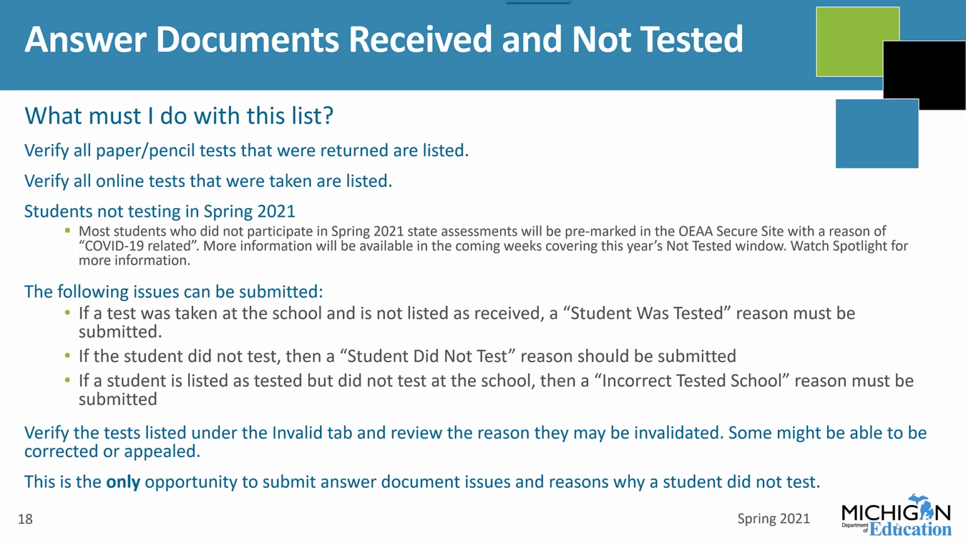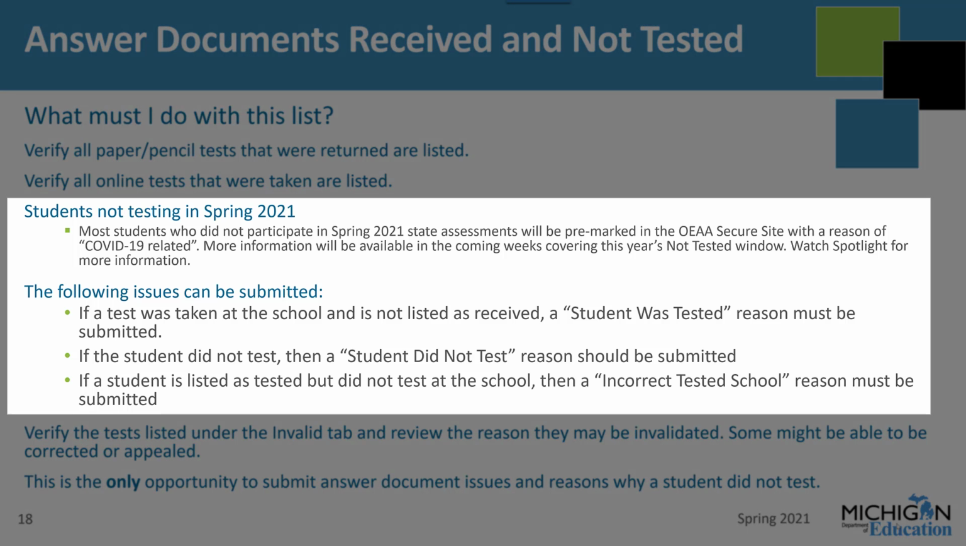So, what do you do with this list? Well, first you need to verify that all of the listed paper pencil and all online tests that were taken are listed as having been received. This is the window when student not tested issues can be submitted. You need to do this if you have a student who tested at the school, but the list doesn't include the student. If a student is correctly listed as not having been tested, then a student did not test issue, including the reason the student did not test, needs to be submitted.